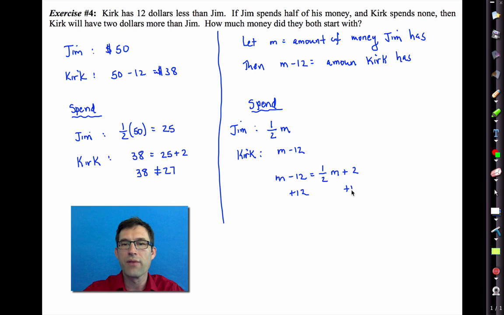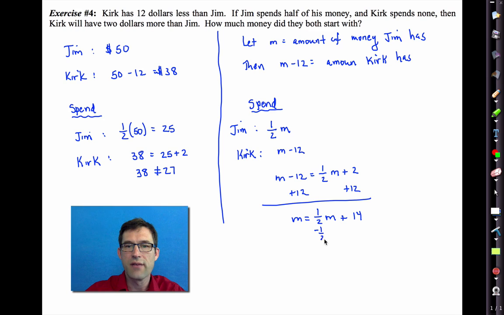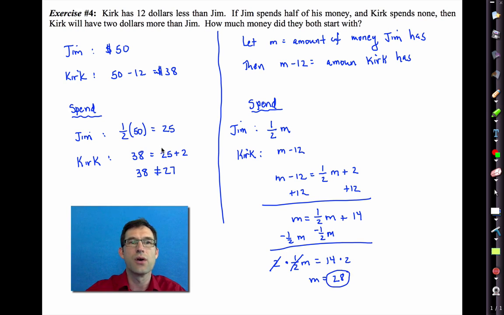I'm going to use the additive property of equality to add 12 to both sides. I'll have M equals 1/2 M plus 14. I'll use the additive property of equality to subtract 1/2 M from both sides. Don't get scared about fractions. 1M minus 1/2 M will be 1/2 M. That'll be 14. And now I can use the multiplicative property of equality to multiply both sides by 2 to find out that Jim originally had $28 and Kirk had 12 less than that, so 16.